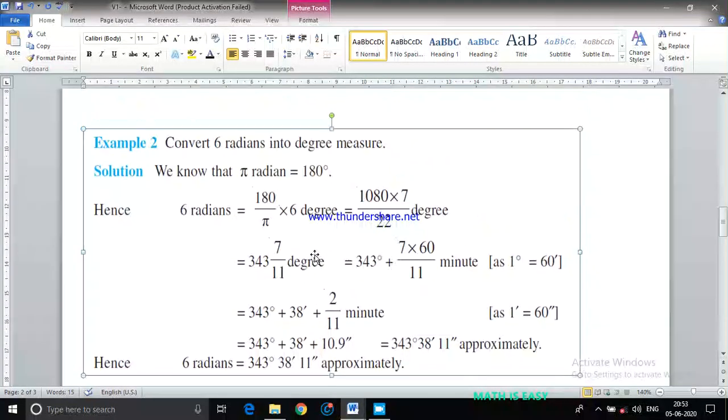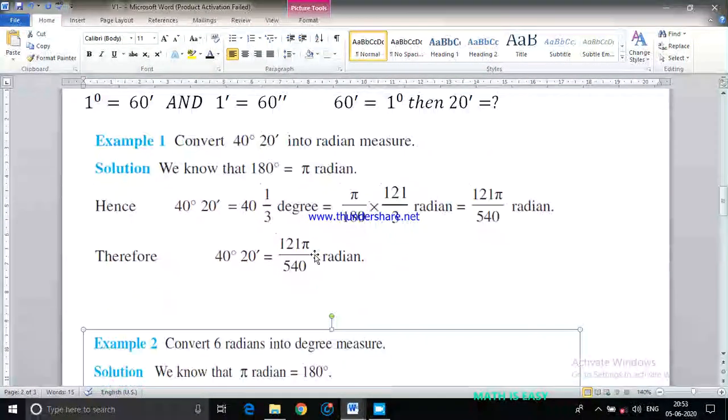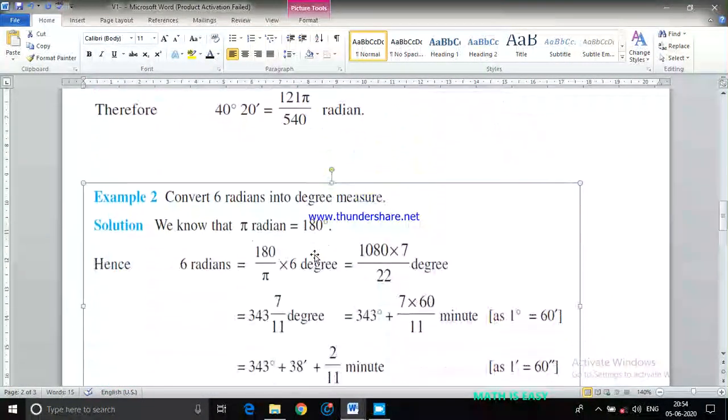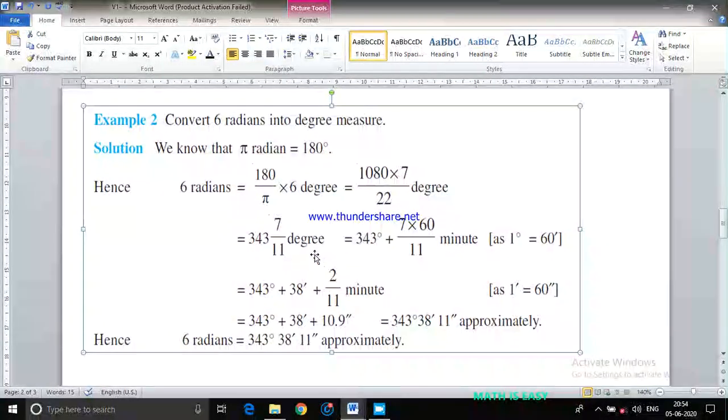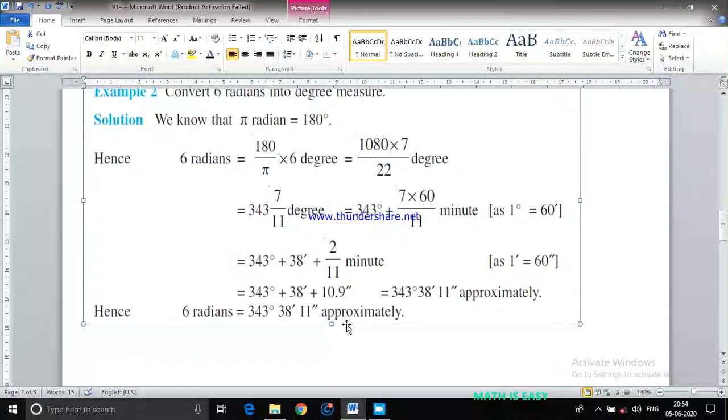Okay. So we discussed two examples. One is converting degrees into radians, and the second is converting radians into degrees. So whichever is useful to you, depending on the question asked, you can convert that way. Converting radians into degrees will take a little more calculation, because the mixed fraction has to be converted into minutes, and the minutes fraction has to be converted into seconds. So it's a little bit lengthy process, but it's not difficult.